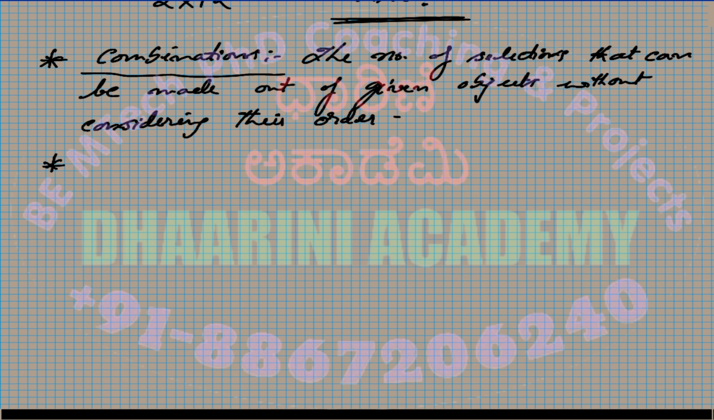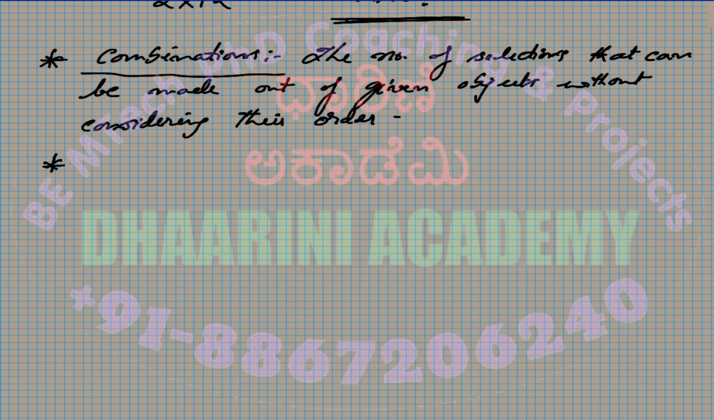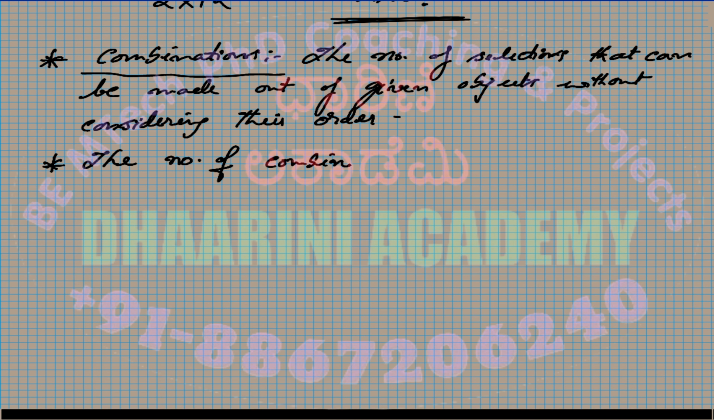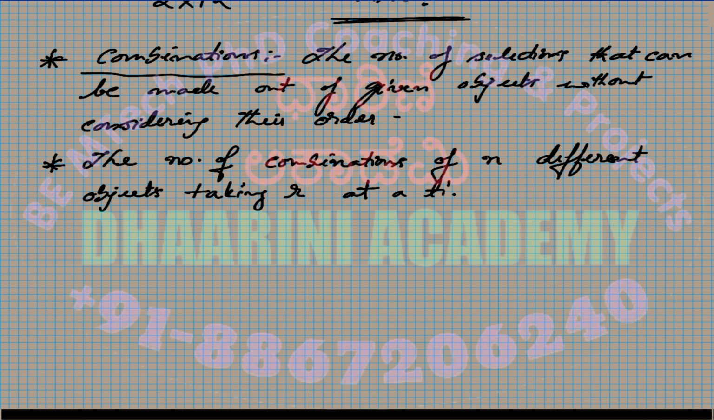So the first point under this is, how do you represent? The number of combinations of n different objects taken r at a time has a specific notation, like the number of permutations. So let's write that one. The number of combinations of n different objects taking r at a time is denoted by nCr.